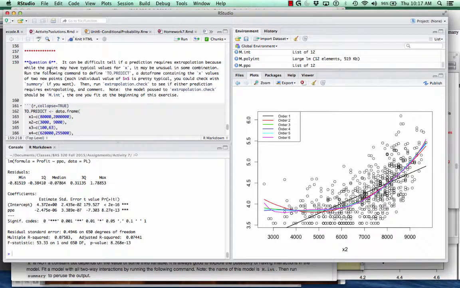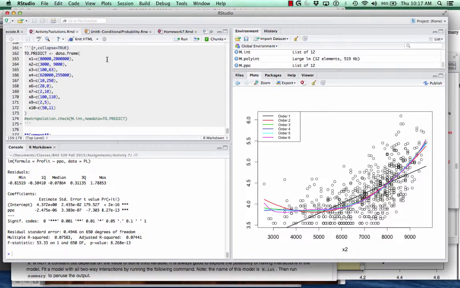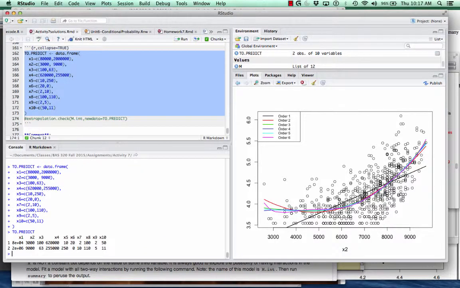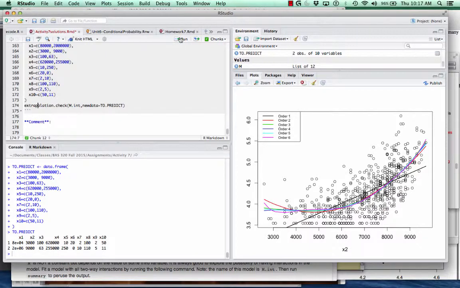All right, question 6 deals with extrapolation, and in a multiple regression context, it could be difficult to tell if a prediction requires extrapolation because a new value might have fairly ordinary values for x, but it could be unusual in some combination of two or more of those predictors. So let's go ahead and define a data frame called 2.predict, which gives the x values of two new individuals. So the x1 through x10 values for individual 1 look like this, and for individual 2 look like this. And we'd like to know, okay, do either of these predictions require extrapolation? Are they at unusual combinations of x that haven't been used to build the model?